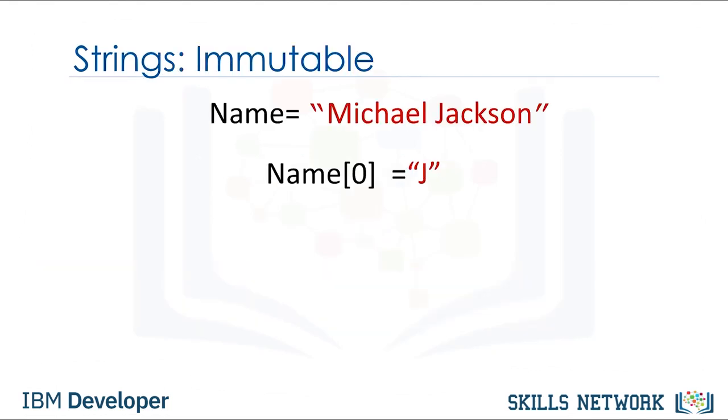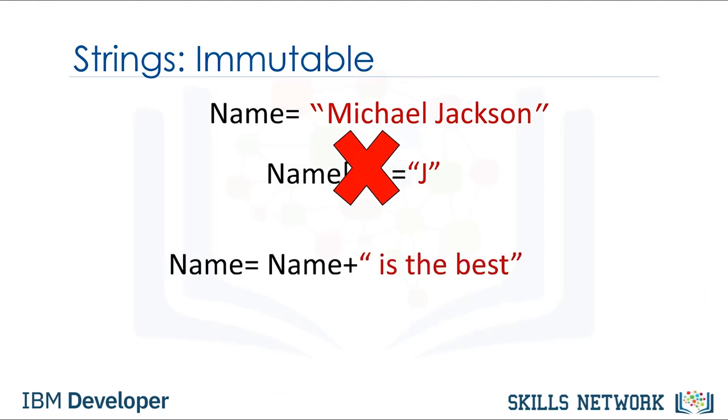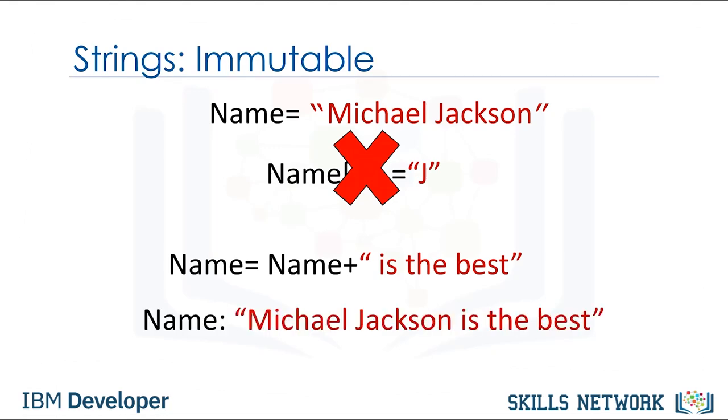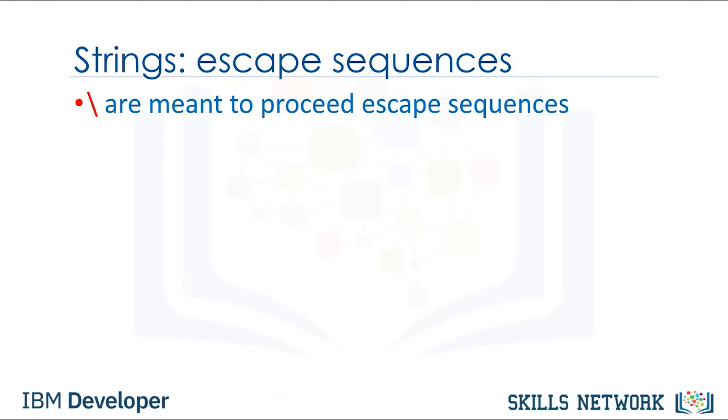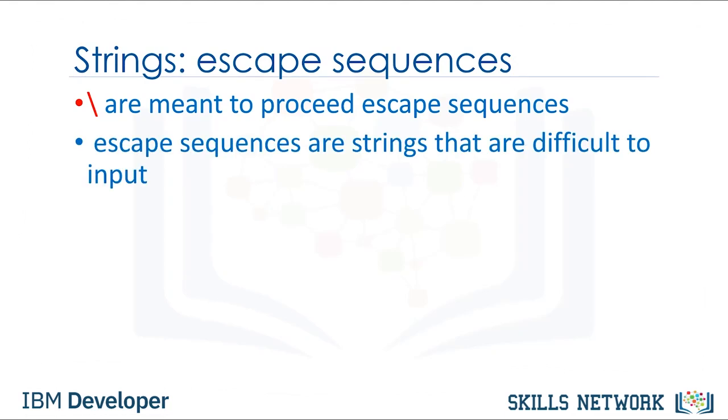This means you cannot change the value of the string, but you can create a new string. For example, you can create a new string by setting it to the original variable and concatenate it with a new string. The result is a new string that changes from Michael Jackson to Michael Jackson is the best. Strings are immutable. Backslashes represent the beginning of escape sequences. Escape sequences represent strings that may be difficult to input.